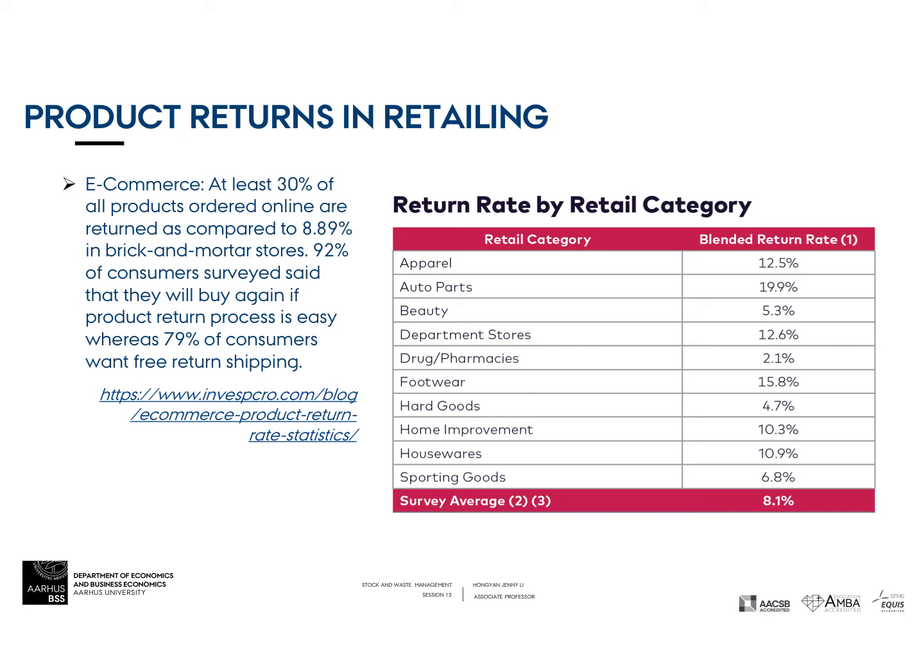You can also see the return rate by retailer category. For example, apparel has a blended return rate of about 12.5%, auto parts approximately 20%, beauty 5%, department stores 12%, and drug stores and pharmacies 2.2%. Footwear is 15.8%. So you can see almost all the categories have, to some extent, significant product return.